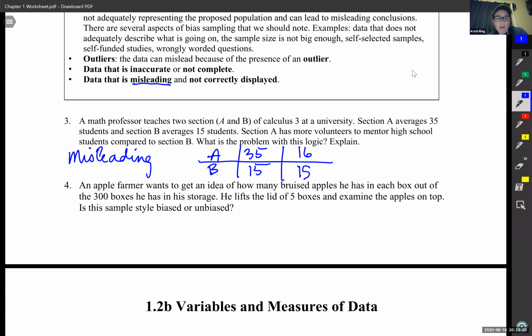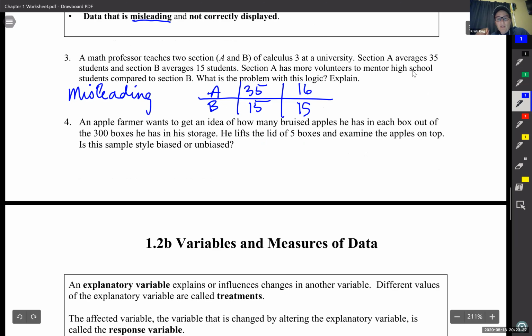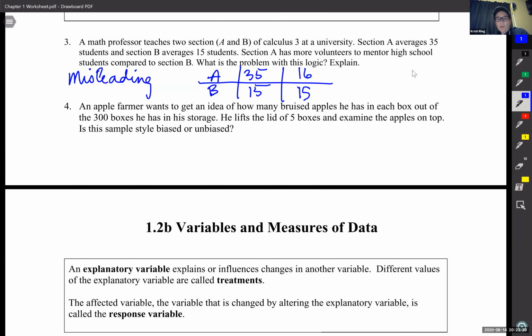All right, number 4, we have an apple farmer. He wants to know how many bruised apples he has in each box out of the 300 boxes he has. So he lifts the lids of 5 boxes and examines the apples on top. Is this biased or unbiased? And I'm going to add why, because most people, their gut feeling is to say biased. And that is true, yes.